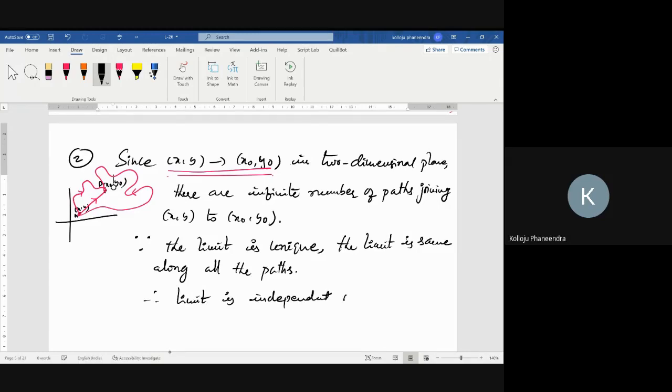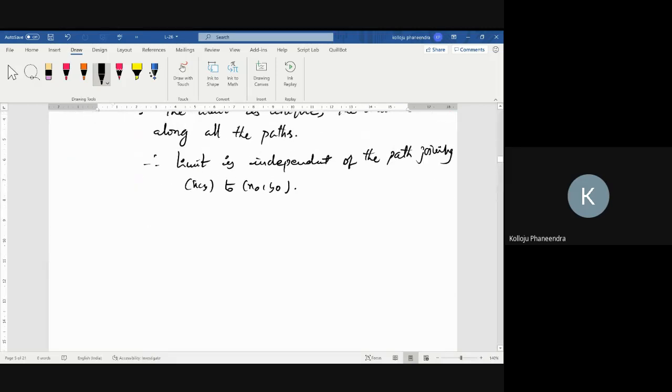The limit is independent of the path joining (x, y) to (x naught, y naught). Okay, and to understand the delta epsilon concept, let me try one problem.